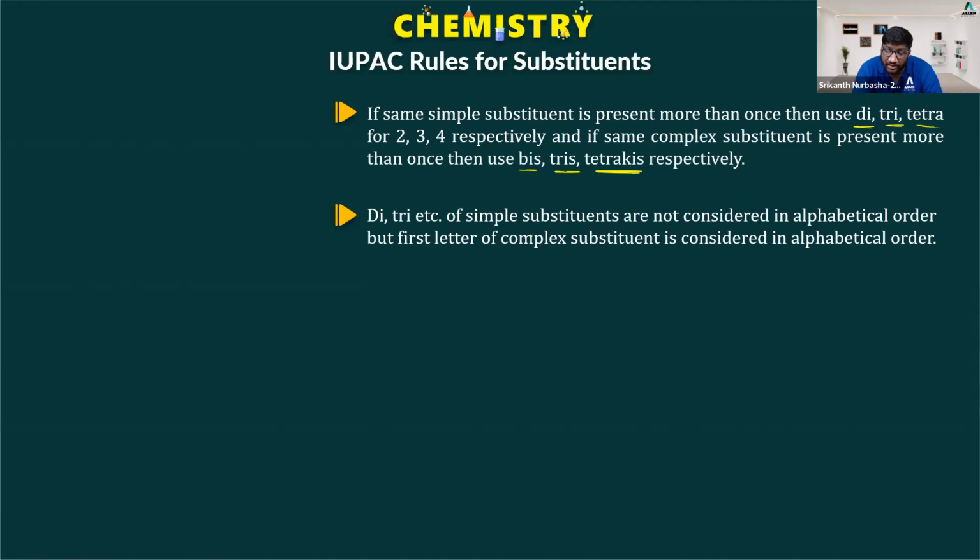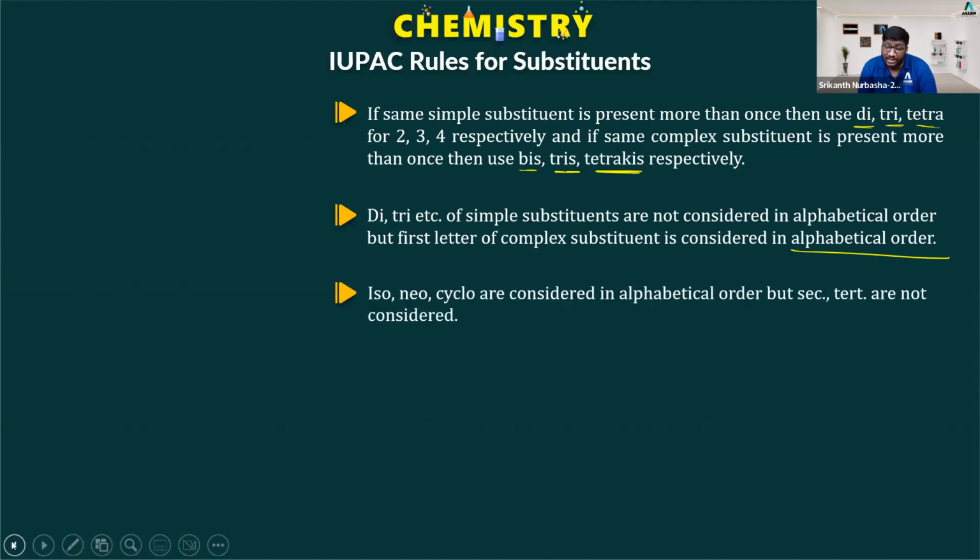Di, tri, etc. of simple substituents are not considered in alphabetical order, but the first letter of a complex substituent is considered in alphabetical order. Understand this. If you write di, tri, etc. for simple substituents, you should not consider that for alphabetical order. But in case it is a complex substituent, then you consider it. The first letter of a complex substituent is always considered for alphabetical order. If it is a simple substituent, you should not consider di and tri to compare the alphabetical order. But if it is a complex substituent, you can compare.